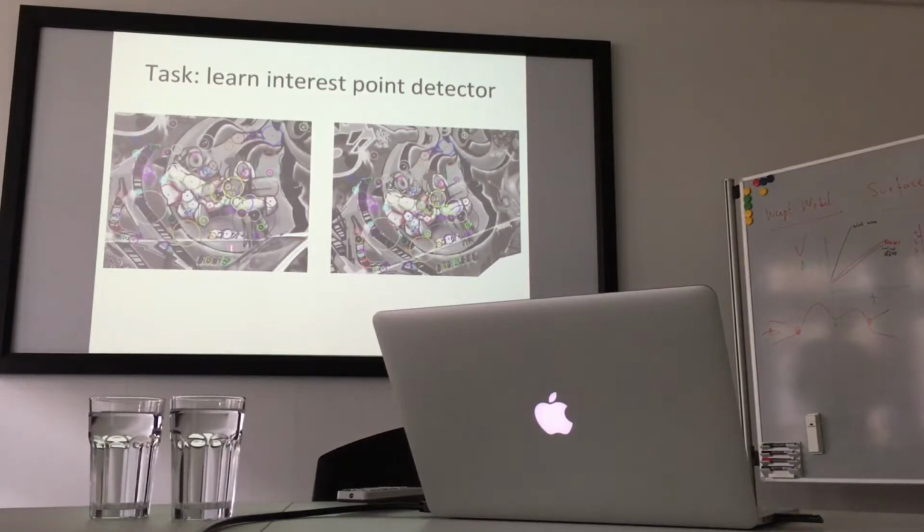But how do you do it? So basically you detect some key points in the left image and in the right image, and then based on those key points you will estimate how it was transformed.